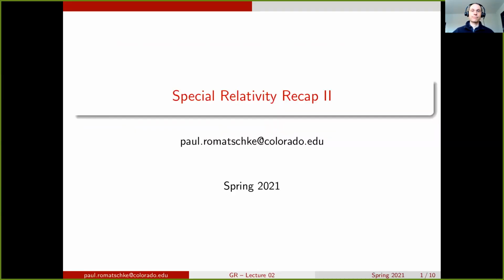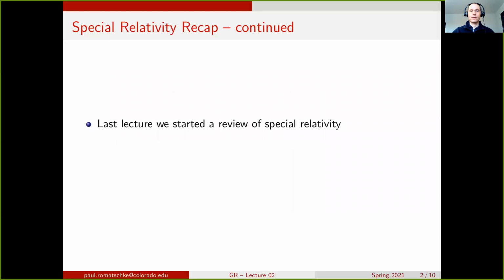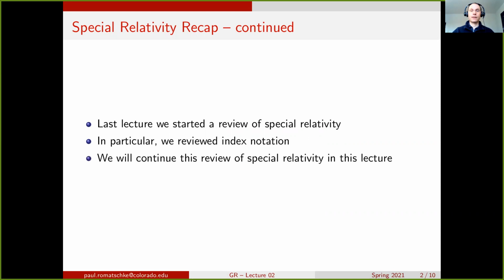Welcome to Lecture 2. In this lecture, we continue our review of special relativity that we started in the first lecture. So last lecture, we started to review some of the basics of special relativity. In particular, we reviewed the index notation that will be very important for our calculations in general relativity. And we will continue some of this review in the present lecture.